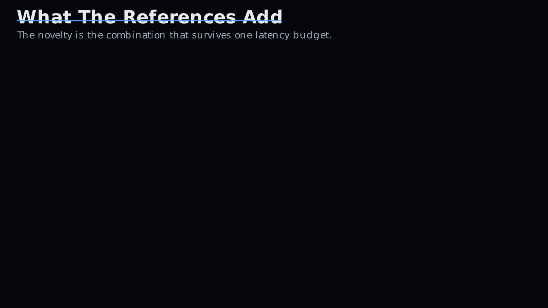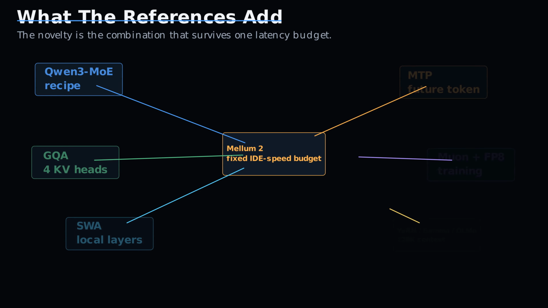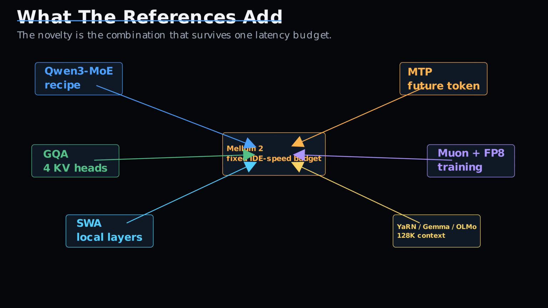The references matter because the paper is more like a design audit than a single invention. It borrows the Qwen 3 MoE shape, GQA, sliding windows, MTP, Muon, FP8, and YaRN-style context extension, then asks which combination survives one fixed IDE speed budget.